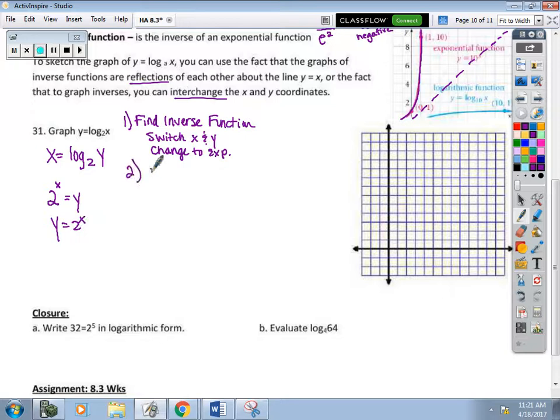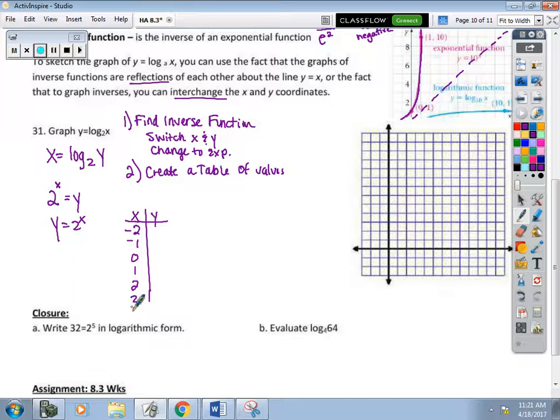Okay? Then we're going to create a table of values. Again, we can pick any numbers. We probably just want a couple negatives, a couple positives. So let's do negative 2, negative 1, 0, 1, and 2. Maybe 3 too.